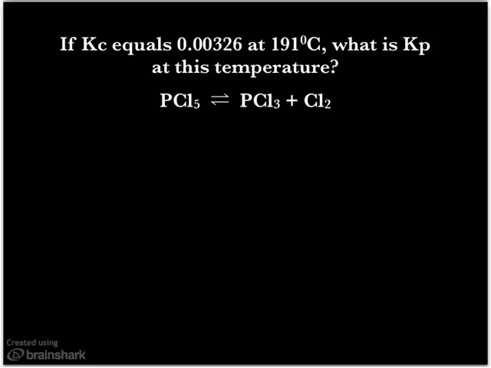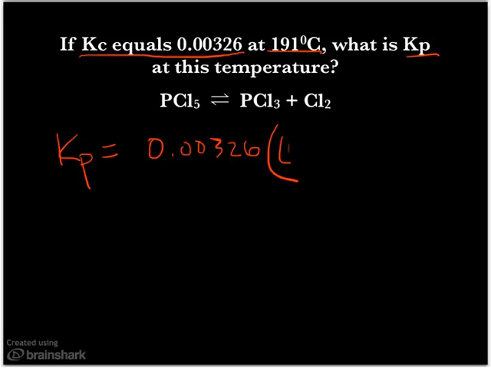Here's another example. In this case, again, I give you the Kc, which is 0.00326, and I also give you a temperature, 191. You need to find the Kp. So let's go through. Kp equals Kc, so 0.00326, times your R, so 0.0821, times the temperature, make sure it's in Kelvin, so it would be 464.